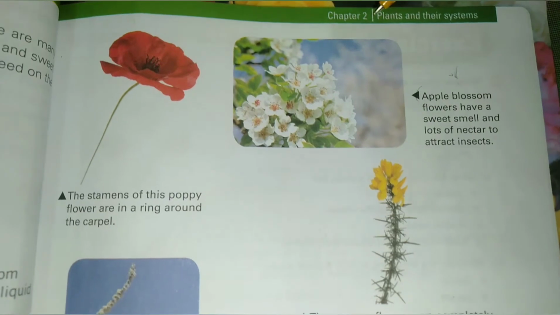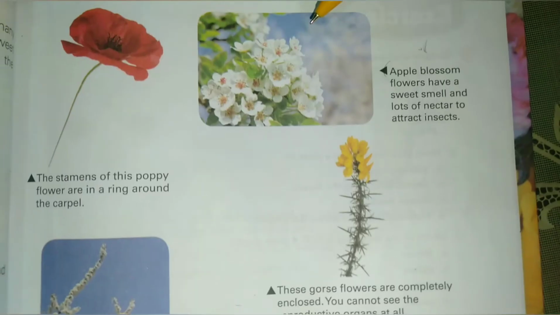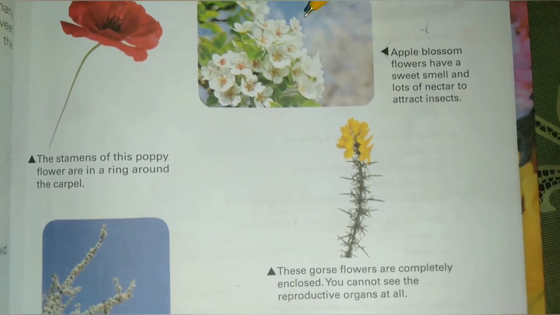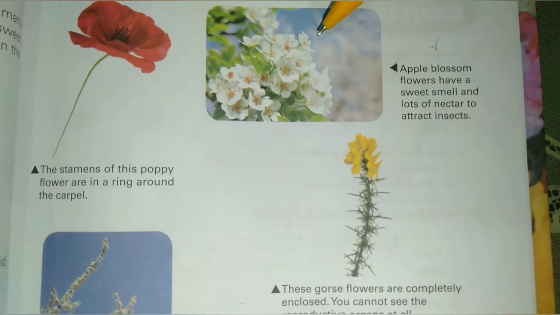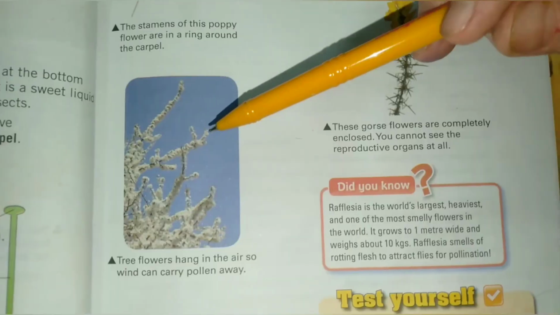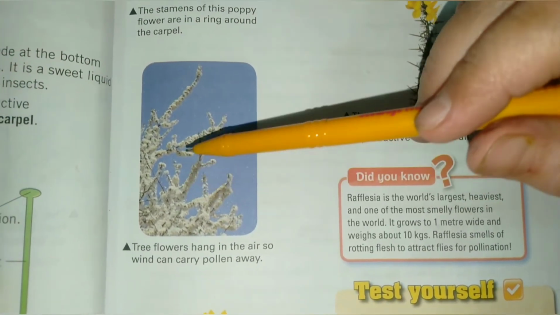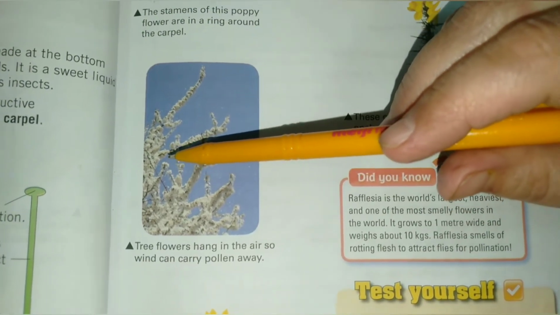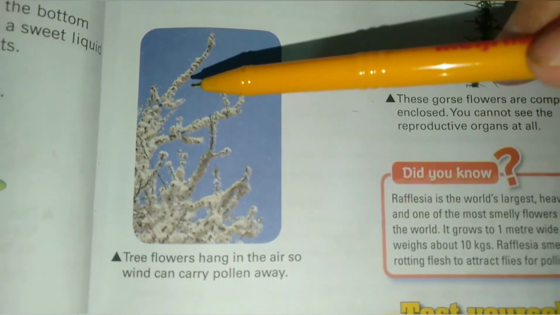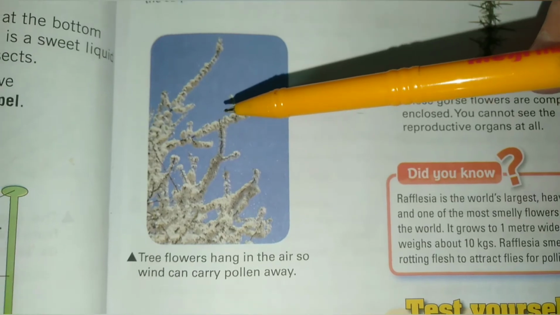And these are the flowers of apple blossom. These are white in color, and they have sweet smells and a lot of nectar, so that insects can be attracted towards them. In this diagram we can see that tree flowers are hanging in the air. This is the adaptation to be pollinated by wind. They hang in the air so that wind can easily take their pollen grains away to other plants of the same kind.